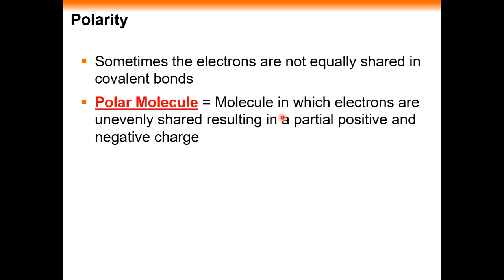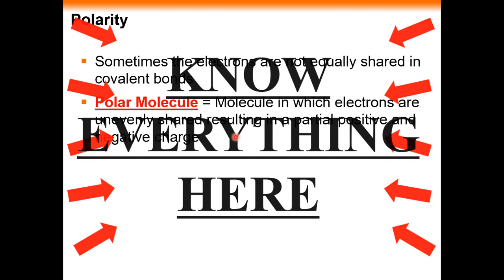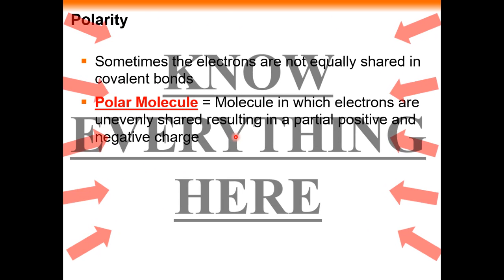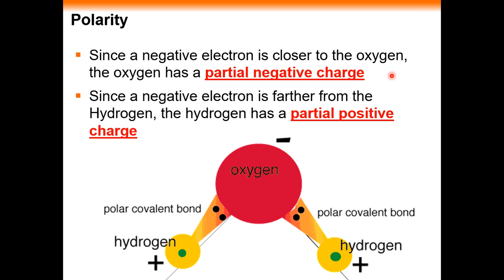So when they're not equally shared, we call it a polar molecule. Polar molecules are when those electrons are not evenly shared. So that's a really important point. Polar molecules are when electrons aren't evenly shared. As a result, you're going to produce a partial negative charge and a partial positive charge. And you look down here, and you'll see why.